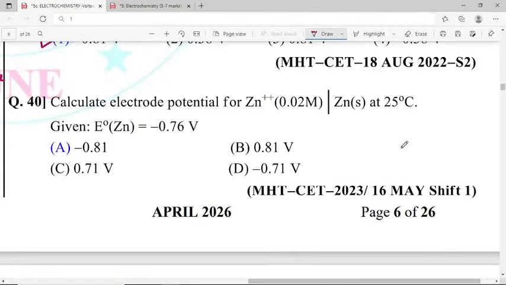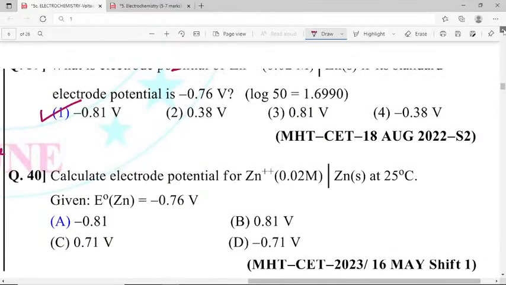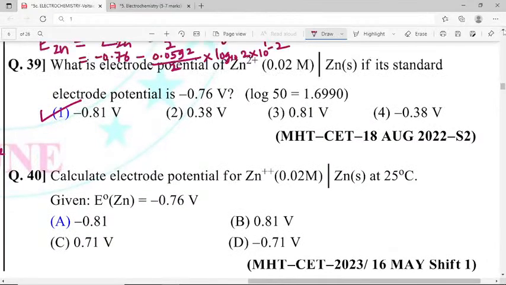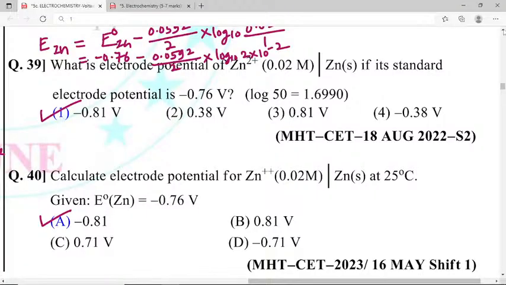Calculate the electrode potential for zinc. Same question repeated. Question number 39 and question number 40 are both the same. The dates are different, 2022 and 2023 MHT CET. Same question has to be solved.